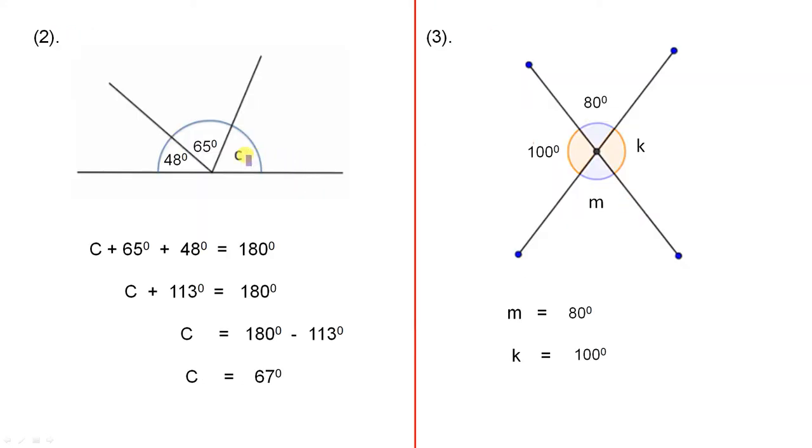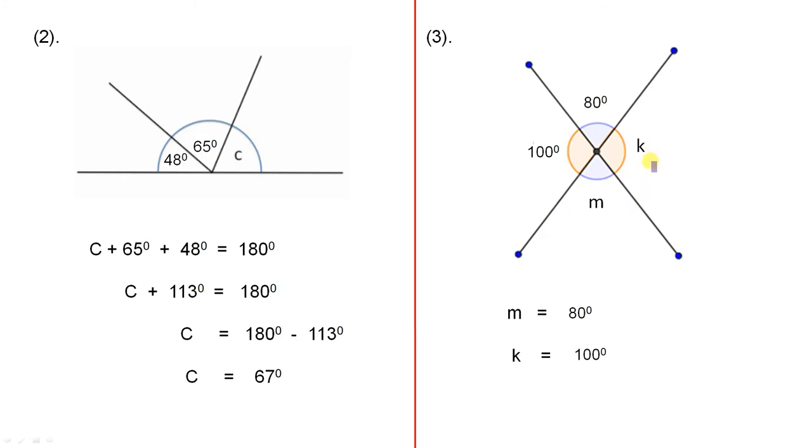Number 2. Here we have 3 angles situated on a straight line. We saw the rule says that the addition of those 3 angles equals 180 degrees. Add those 2 together to give us 113, so C plus 113 degrees gives us 180 degrees. If we subtract 113 from both sides, we get that line. And 180 degrees minus 113 degrees gives us 67 degrees. So C is 67 degrees.